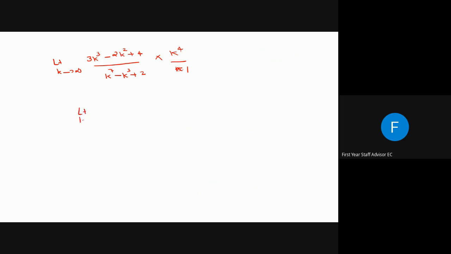Here, the limit as k tends to infinity. What will we do? Here k cube can be taken outside, so 3 minus 2 by k plus 4 by k square, divided by k raised to 7 outside, 1 minus 1 by k raised to 4 plus 2 by k raised to 7, into k raised to 4.